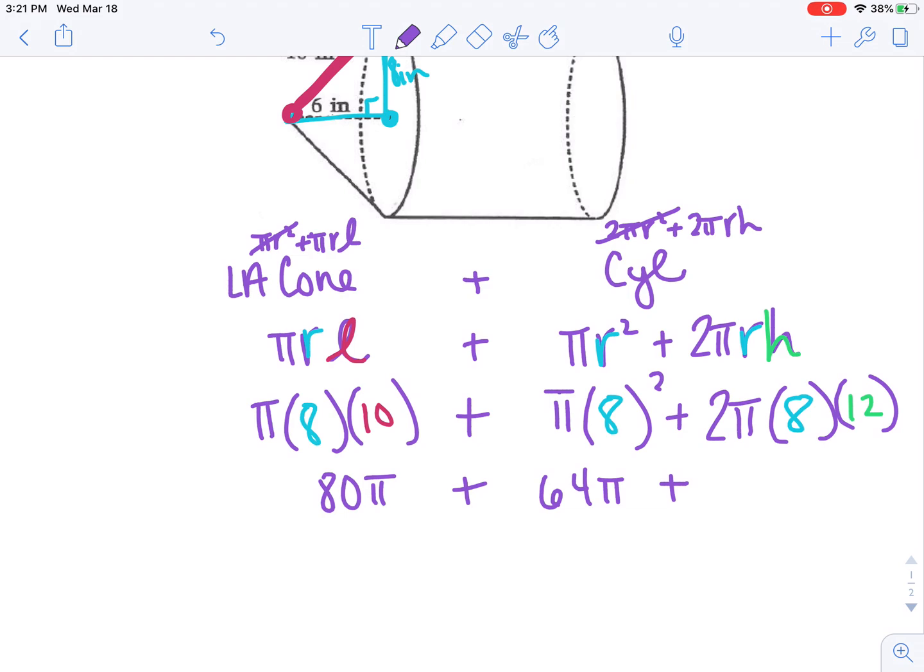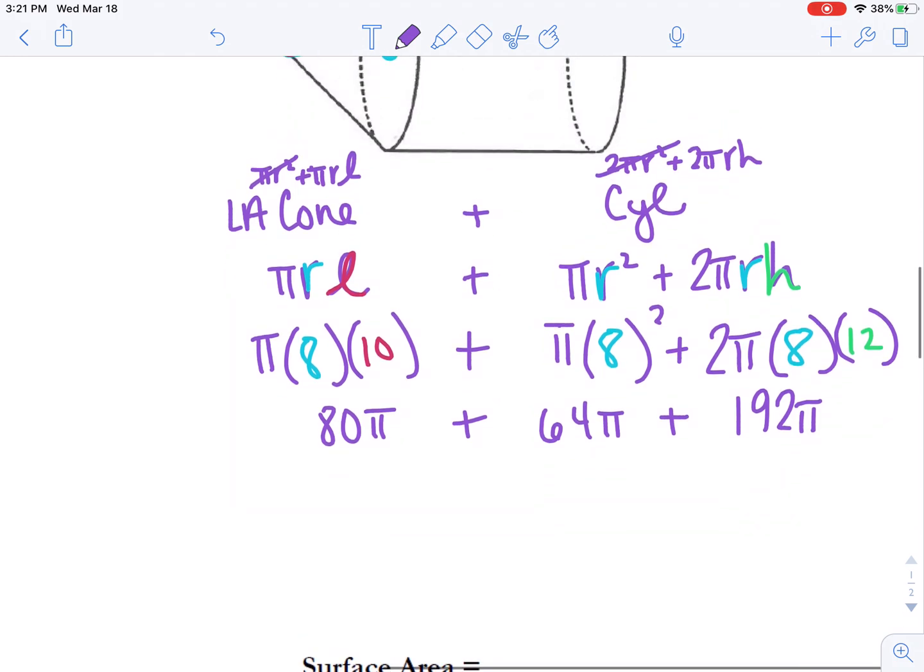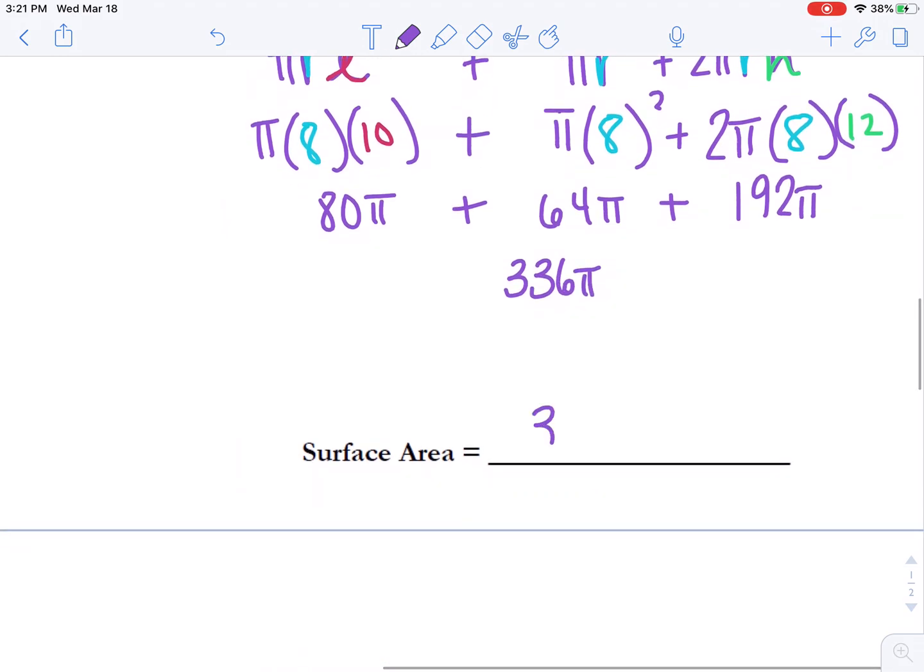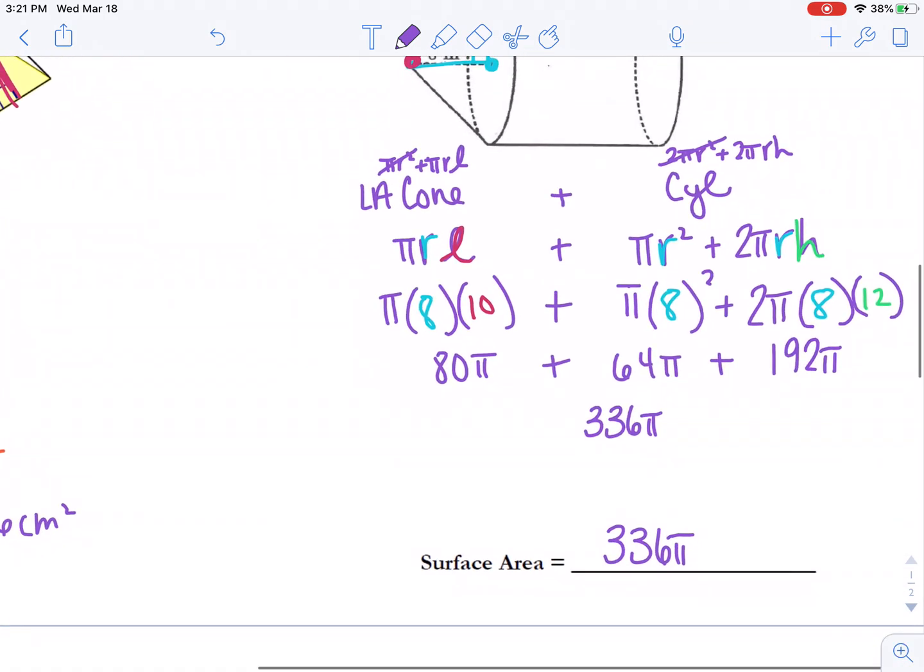Sorry, I don't have my answer key here. 192 pi. And now we're going to add 80 plus 64 plus 192, which gives us 336 pi. That is our total surface area. Can't forget our units of inches, so square inches.